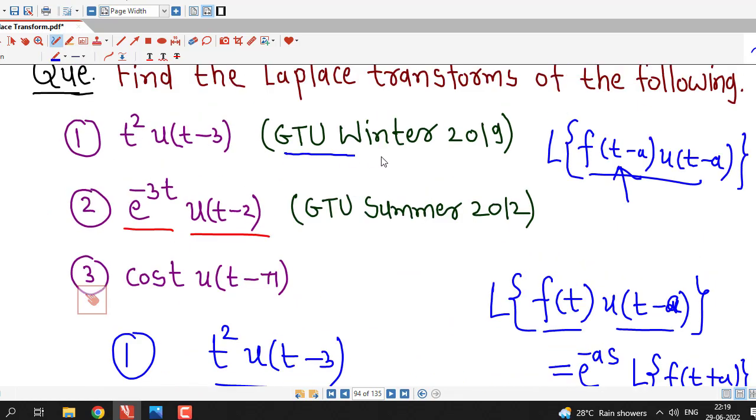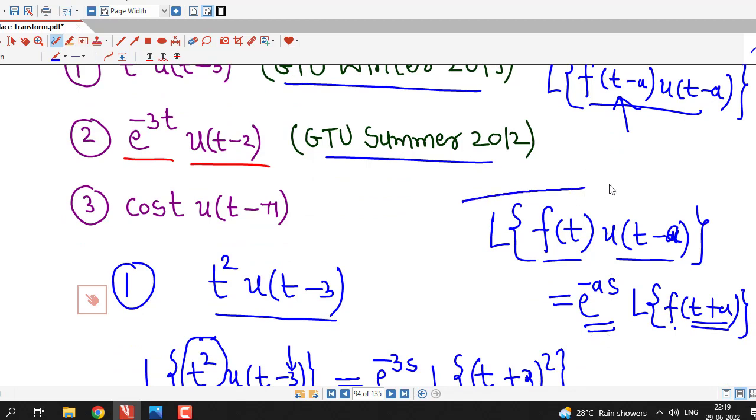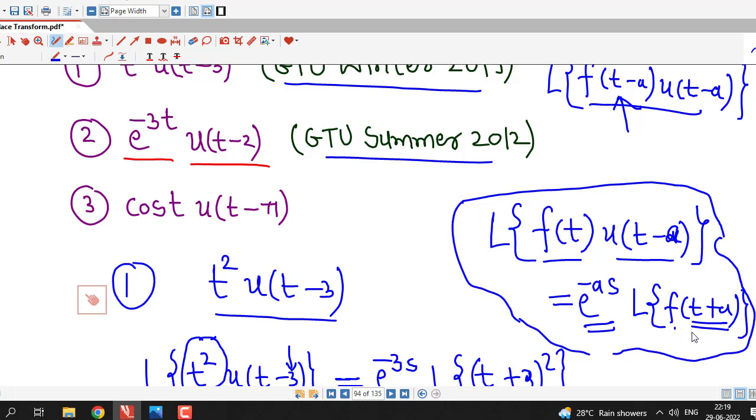These two questions were asked in GTU Winter 2019 and GTU Summer 2012 exam, and in all these cases we are applying this result. Laplace transform of f of t u of t minus a equal to e raised to minus as times Laplace transform of f of t plus a.